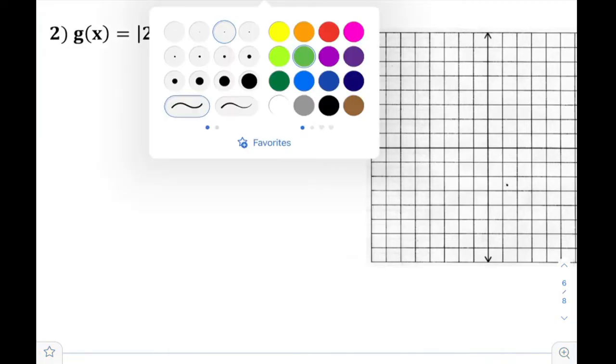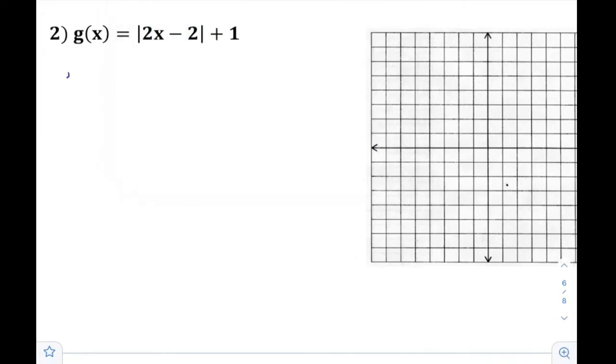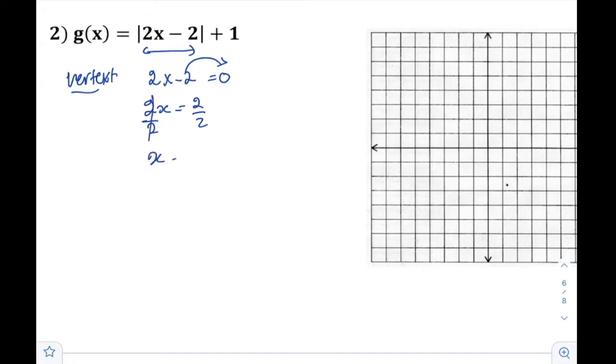First, as we have agreed, the first step is the vertex. To find the vertex, let's set 2x minus 2, the expression inside, to be equal to 0. We set what is inside to zero to find the vertex, the lowest possible point, and then find x. So 2x is 2. Divide both sides by 2. So x is 1.